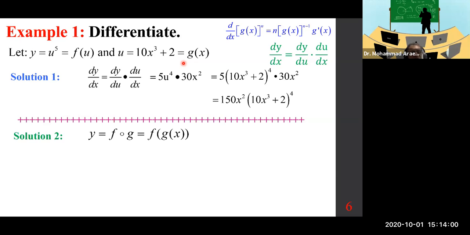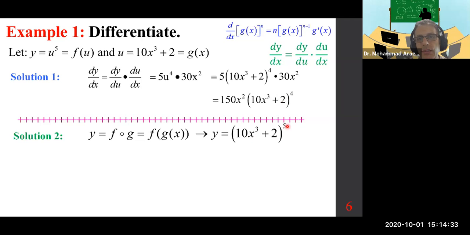However, we can easily find the composite function first. So what is f of g? f of u is u to the power of 5. Replace the u with 10x cubed plus 2, and it becomes (10x cubed plus 2) to the power of 5. And now differentiating this again, so what is this? Something, the inner piece, is being raised to the power of 5. This is the extended power rule, everybody.